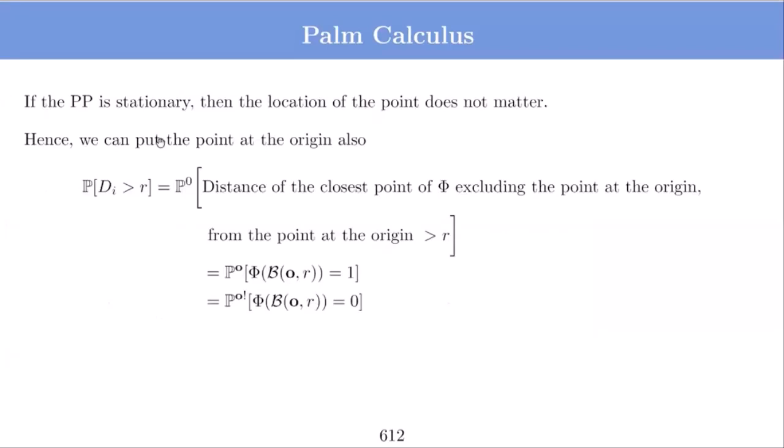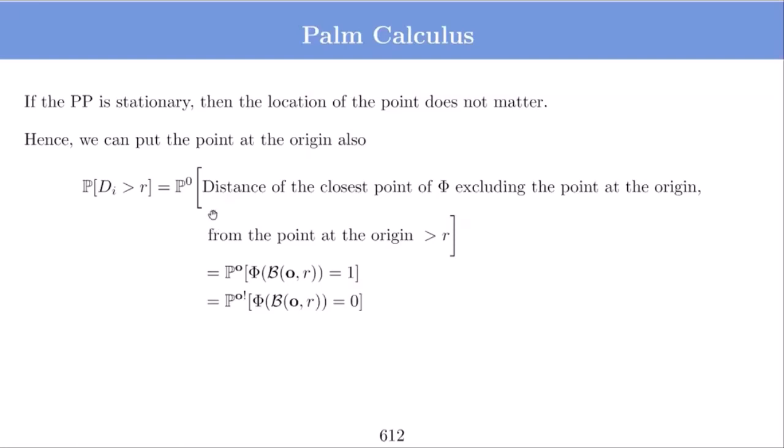If a point process is stationary, then the location of the point does not matter. You can take the point anywhere and the distribution would be the same. So let us take the point at the origin. In that case, I can formally write the probability that d_i is more than r. See, whenever you talk about the nearest neighbor, you have to condition on a point. Otherwise, the nearest neighbor of the point is not defined.